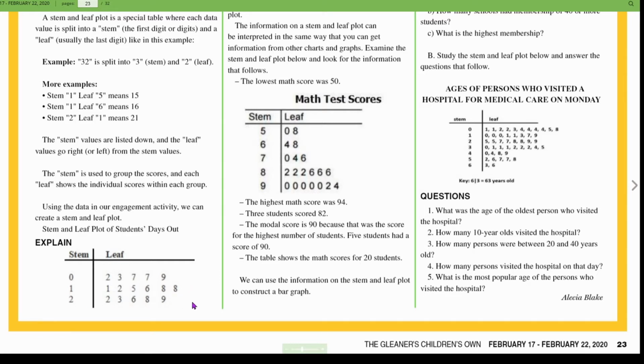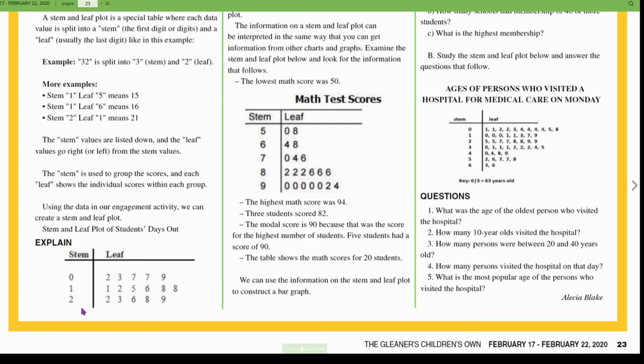Then the 20s group now. So this is the below 10 or the ones group. This is the 10s group. This is the 20s group. So our first score is 20 and 2, 22. Then 20 and 3, 23. Okay, so this is 26, 28, and 29.